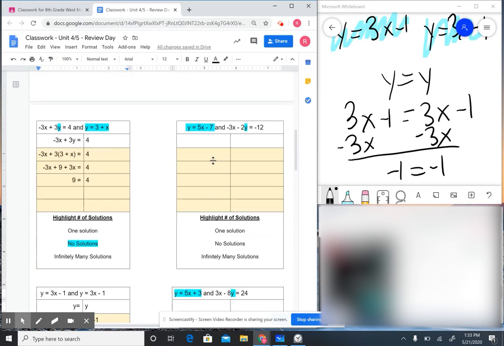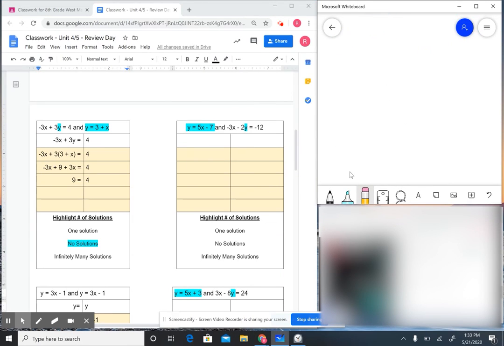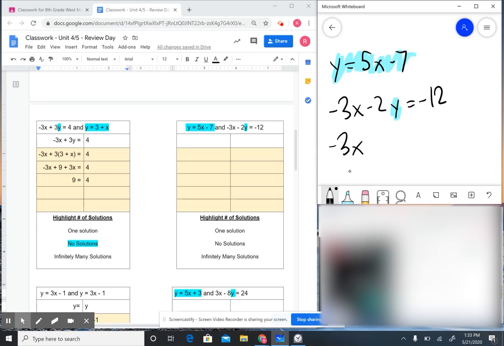Okay. So now I'm going to go up here, and now I'm going to do my substitution. Y equals 5x minus 7, and negative 3x minus 2y equals negative 12. So from there, like I said, when one's in y equals mx plus b form and one is not, then you substitute the one that is into the one that's not. So you're going to do negative 3x minus 2, substitute 5x minus 7 equals negative 12. And you're going to substitute right there, right?